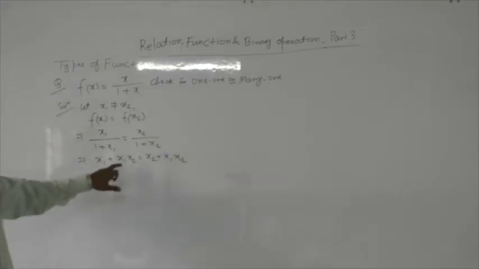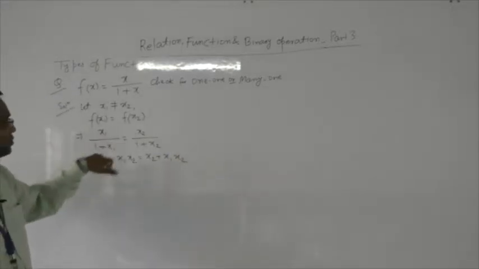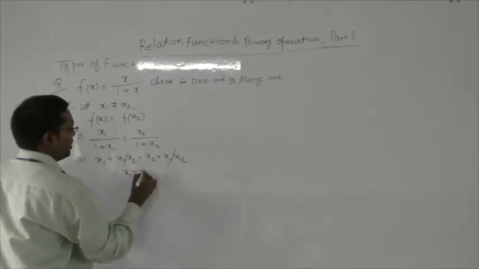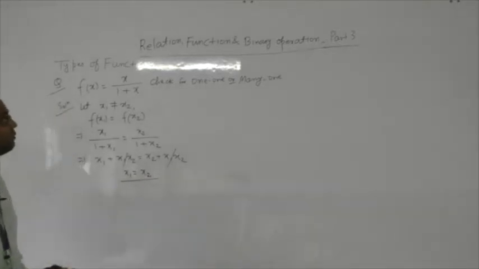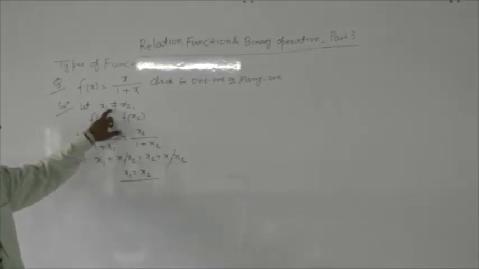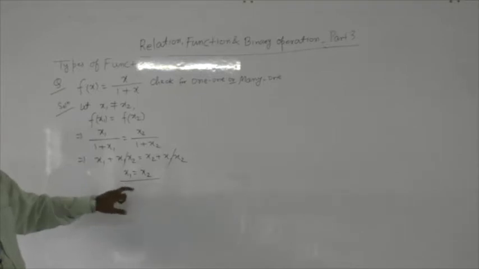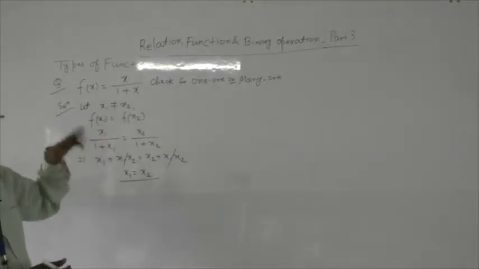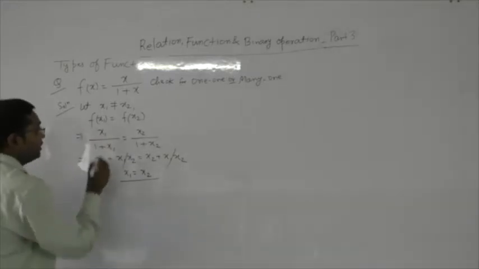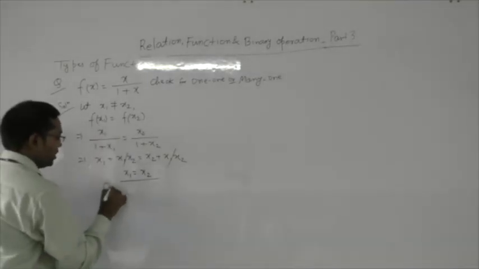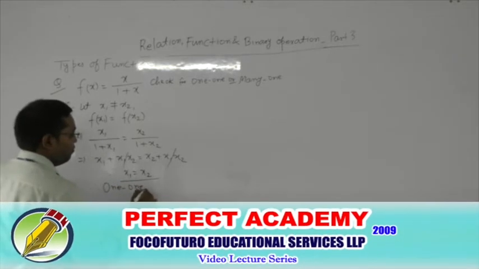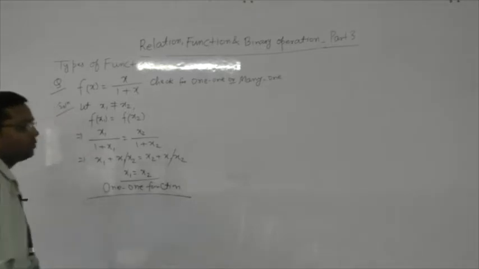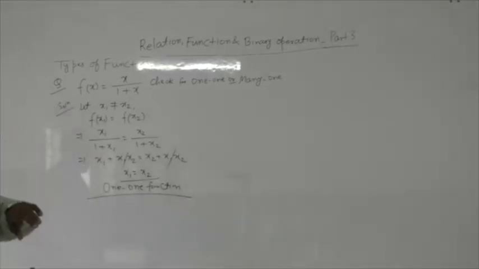So what are we getting? We get this expression after cross multiplying. Now this and this term will get cancelled and we get x1 equals x2. What we assumed was x1 not equal to x2, and what we get is x1 equals x2 only. That is a contradiction, which means what we assumed is wrong. So this function won't be many-one, so it has to be a one-one function only. Let's see the next.